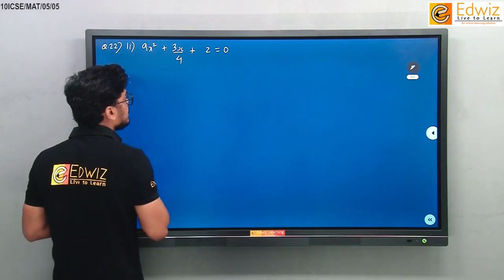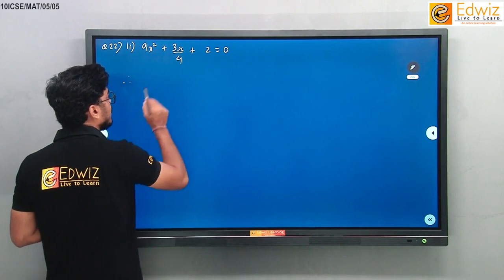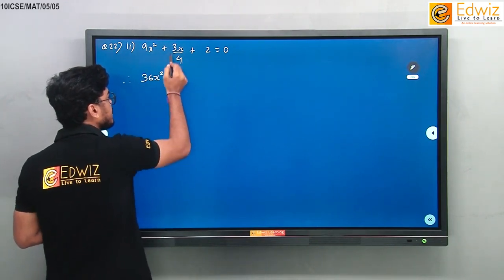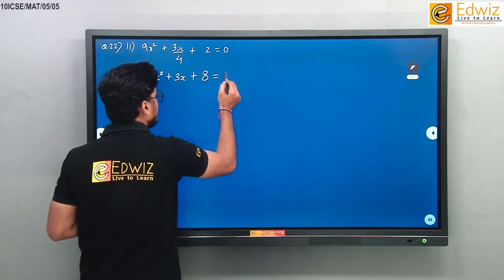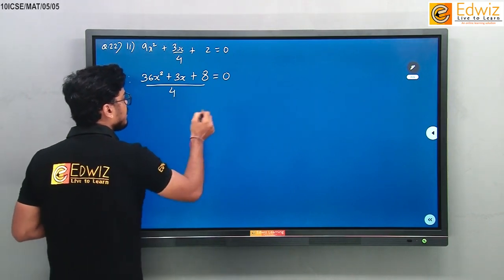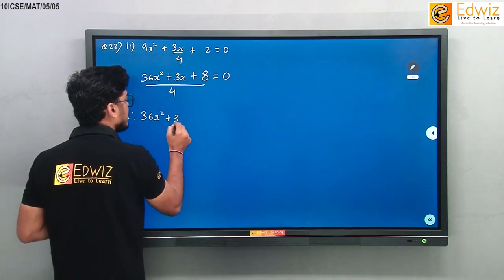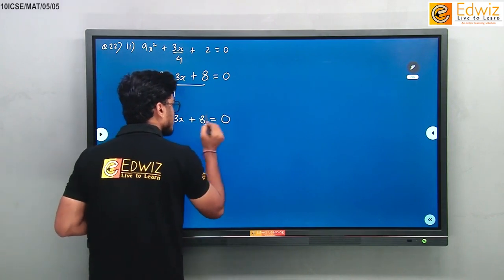First, let us bring it to its standard form. What I will do with this 4 is multiply with the other two terms. This will become 4 9s are 36x square plus 3x plus 4 2s are 8 equals to 0, and divided by 4. But this 4 will go on the other side and get multiplied with 0. So the equation is 36x square plus 3x plus 8 equal to 0.